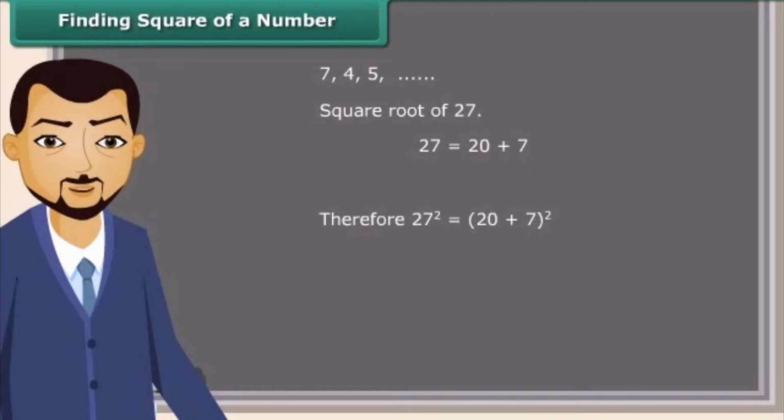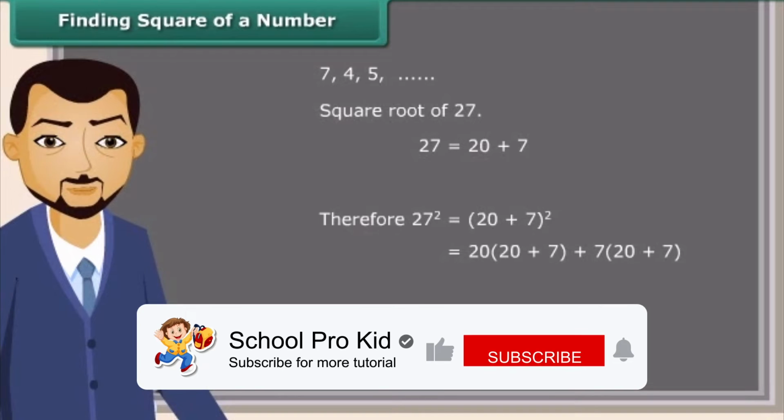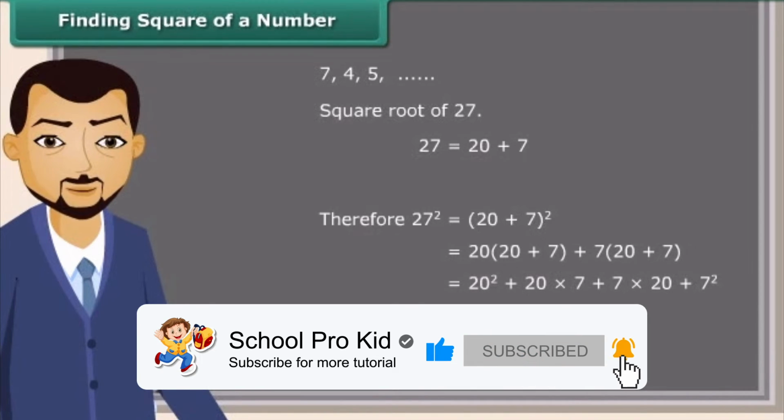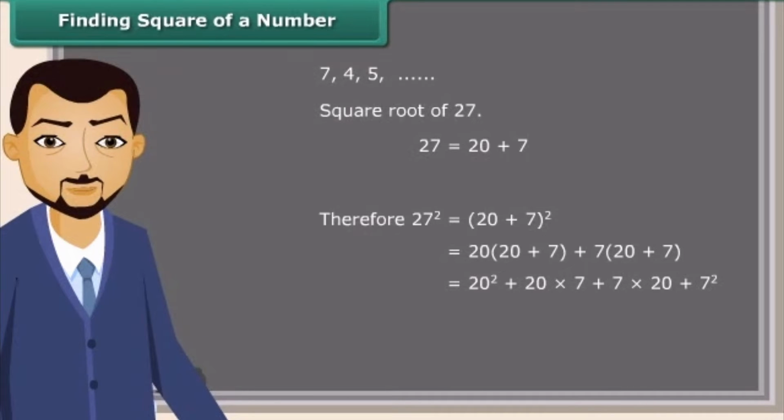Therefore, the square of 27 is equal to (20 plus 7) whole square, which is equal to 20 into 20 plus 7 plus 7 into 20 plus 7, which is equal to 20 square plus 20 into 7 plus 7 into 20 plus 7 square, which is equal to 400 plus 140 plus 140 plus 49, which is equal to 729.